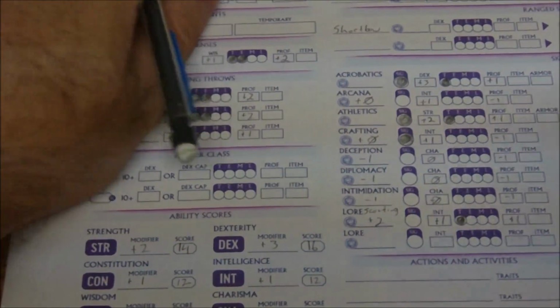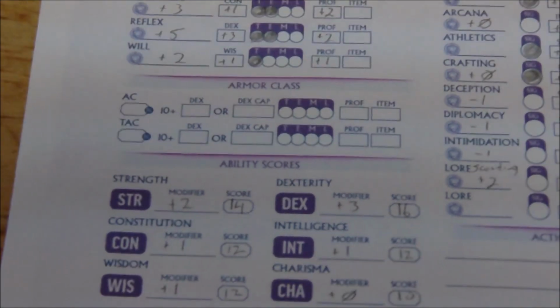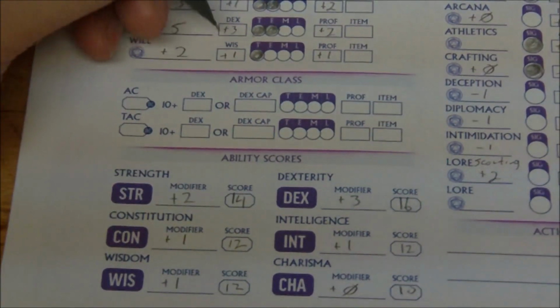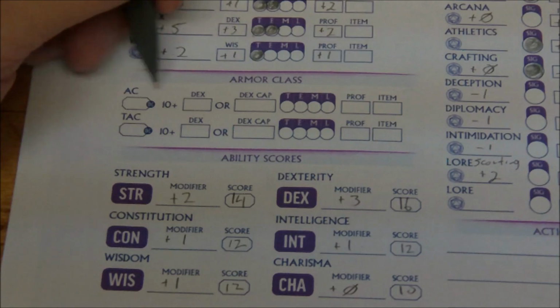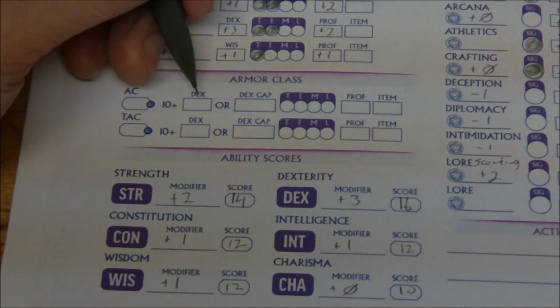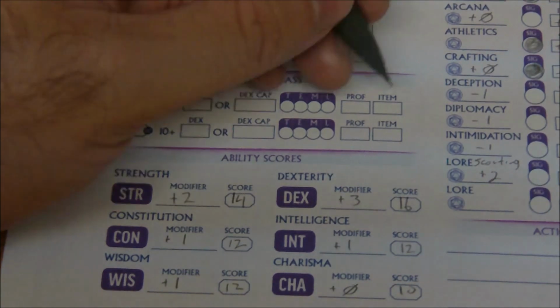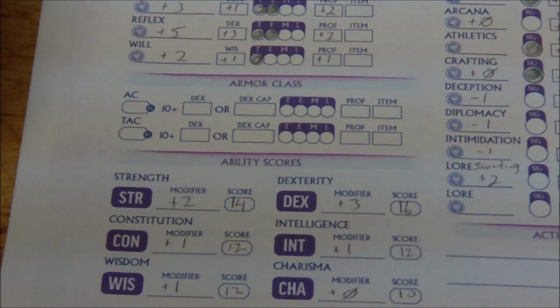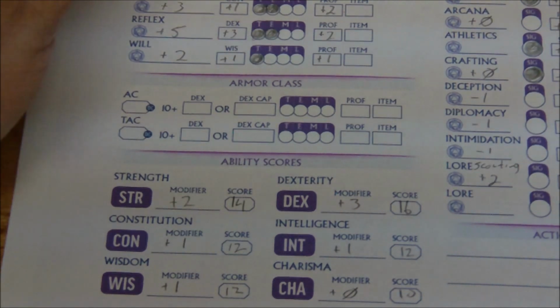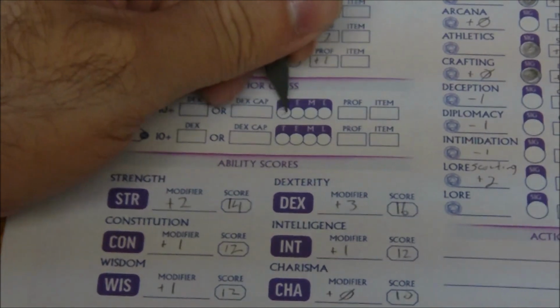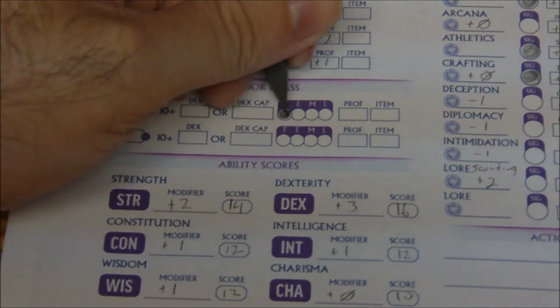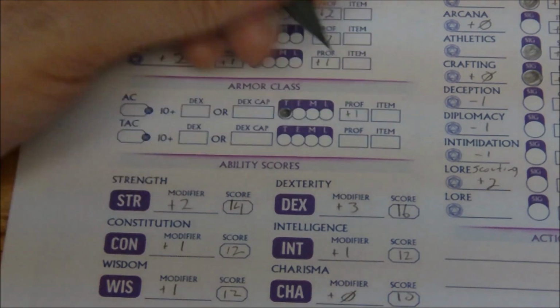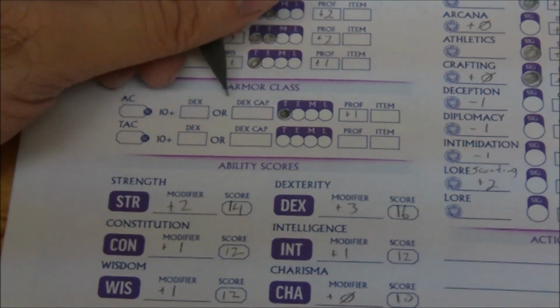So armor class down here, we've got AC and touch AC, just to get it to focus there. Alright, so the armor class that we have is 10 plus dexterity, or dexterity cap if I reached it, my proficiency bonus, and the item bonus. So I took studded leather armor, and I'm considered to be trained in it as well. So proficiency for being trained in something is equal to your level, so that's +1. My dexterity modifier is +3.